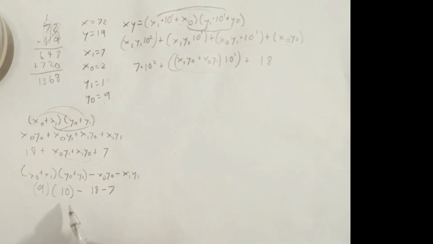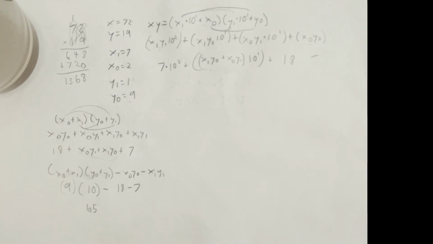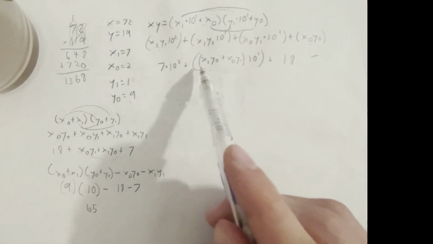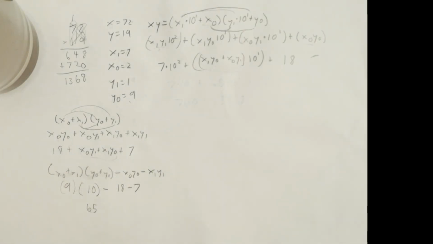Solving, that's 90 minus 18 minus 7, which happens to be 65. We only did one multiplication right here, but we still got this entire expression, which is made up of 2 multiplications. So Karatsuba's algorithm just cut one of these multiplications.